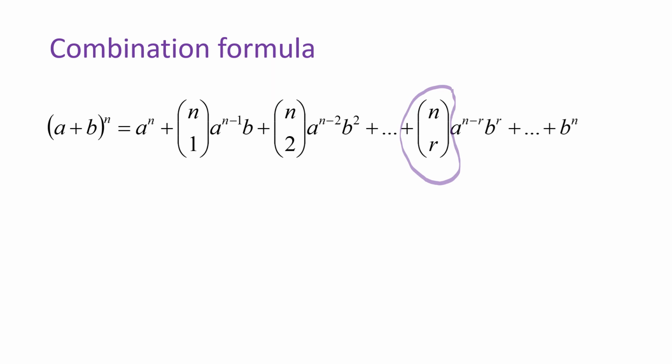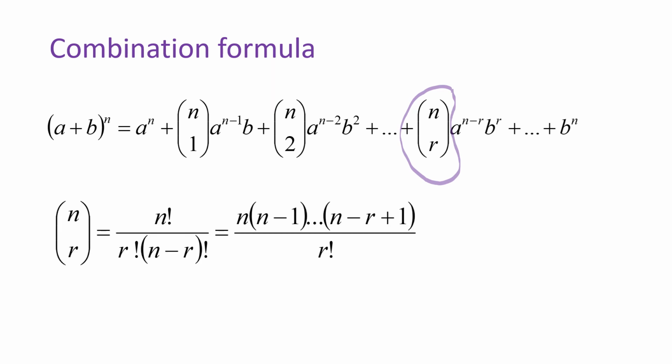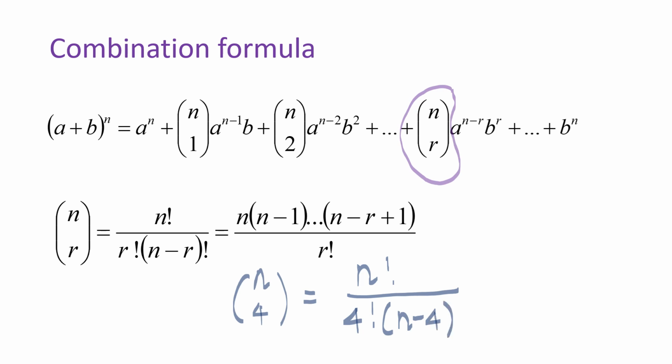Right, so what is this combinations formula about? The combinations formula is equal to n factorial over r factorial and then n minus r factorial. So if I give you an example involving a numerical value, let's say nC4, this means n factorial over 4 factorial, and then n minus 4 factorial.